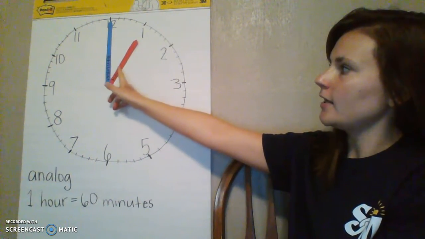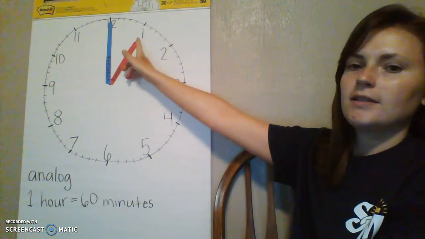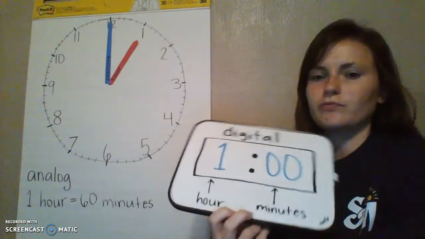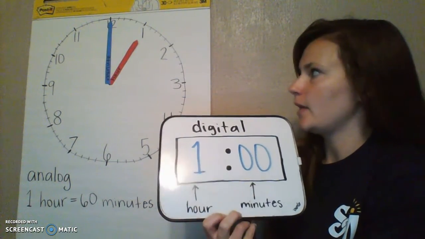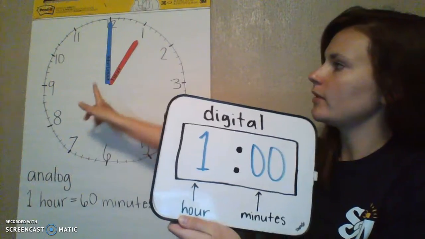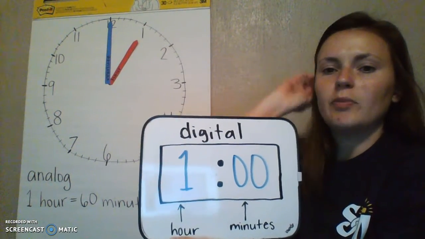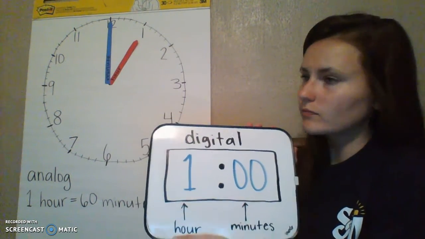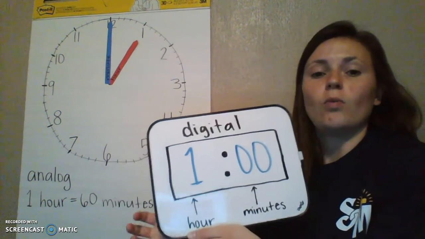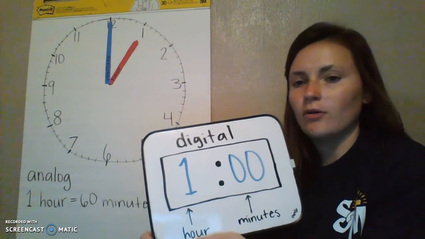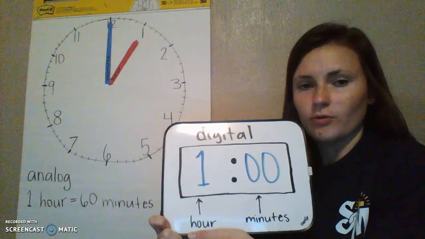So the hour hand is going to point to the first number. So right now it's pointing to the 1, so we know it's 1 something. And our minute hand is going to point to the number of minutes it's been after 1. So if it's pointing straight up to the 12, it is 1 o'clock. It's been 0 minutes since it turned 1.